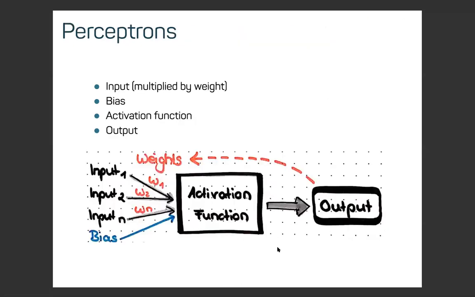The very simplest type of neural network is called a perceptron, and a simple perceptron would consist of some input data, some weights, maybe a bias. Then we combine this and have it go through an activation function so that an output is calculated. And the trick basically is that we can change these weights, and changing these weights will then change the output. I will talk in more detail about what this actually means in the next slides.